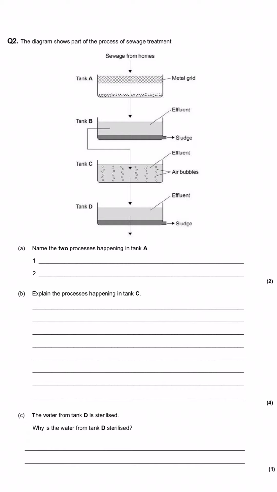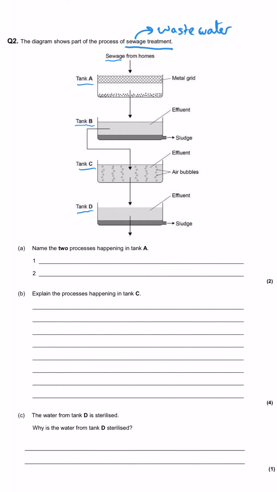We're going to look at another water question now. This time we're looking at the processing of sewage, or in other words, wastewater. What we've got here is a diagram showing how sewage from homes passes through 4 separate tanks, which they've labelled on the side here, A, B, C and D.